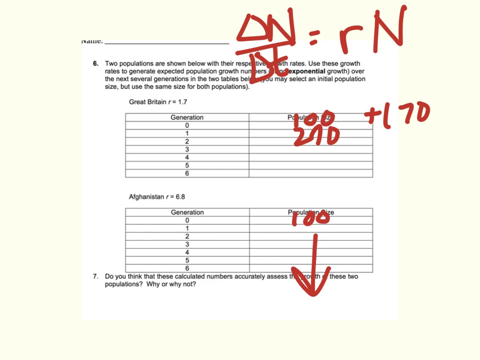So it asks, do you think these calculated numbers accurately assess these two populations? And they don't have to agree. They can say, no, these seem a little high. And it's possible, we're not taking into account death rate. There's high infant mortality in Afghanistan. But these are generally the reproductive rates of these countries. So you can talk about the difference between developed and underdeveloped worlds.